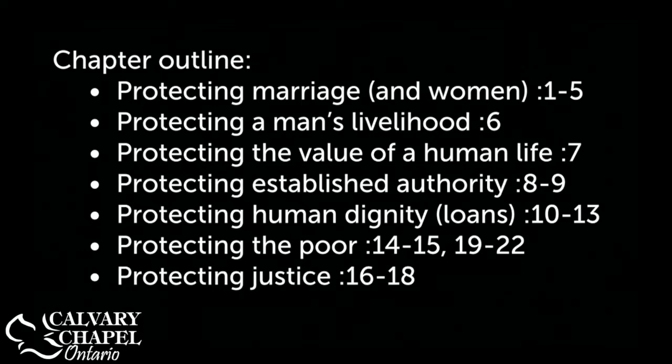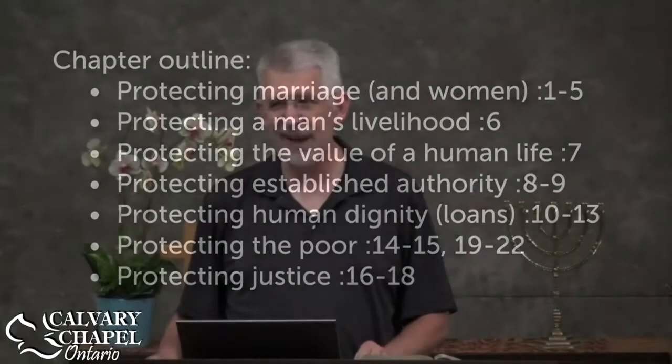And then he's going to deal with protecting justice, because every society has to be careful to protect justice. If justice collapses in a society, all law collapses in that society, and there's chaos. So let's begin in the first 5 verses of the chapter where he deals with protecting marriage, and we'll touch on how it deals with women as well.